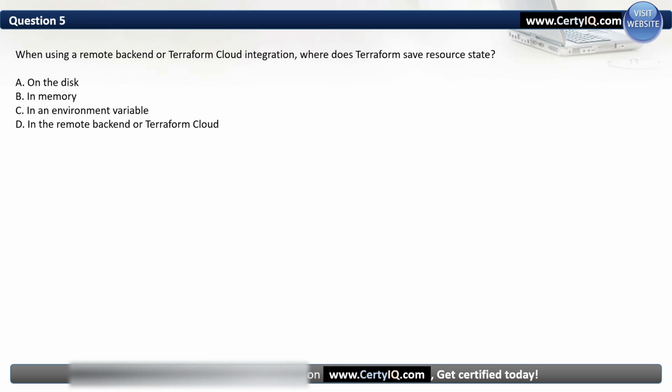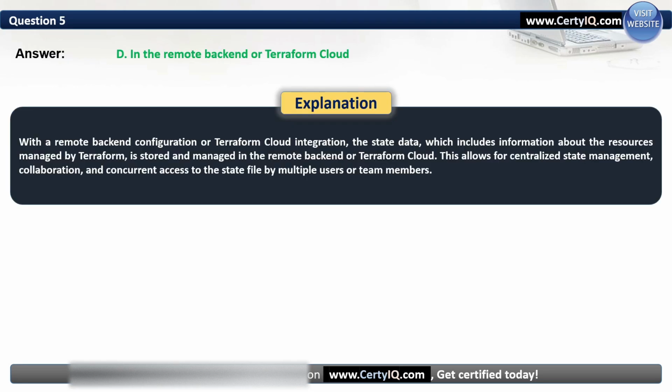Question 5. When using a remote backend or Terraform Cloud integration, where does Terraform save resource state? The correct option is D. In the remote backend or Terraform Cloud. With a remote backend configuration or Terraform Cloud integration, the state data, which includes information about the resources managed by Terraform, is stored and managed in the remote backend or Terraform Cloud. This allows for centralized state management, collaboration, and concurrent access to the state file by multiple users or team members.